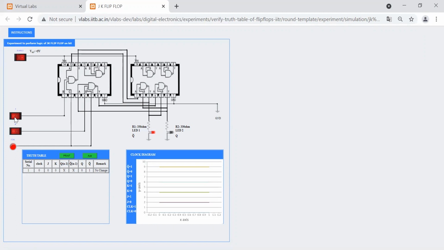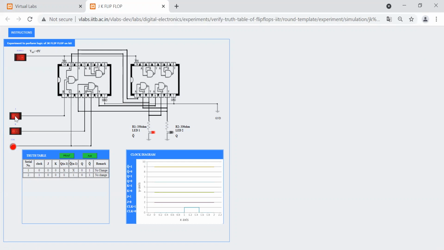Now J is 0 and K is 0, and we will apply the clock. We have given the clock here. This state we will add in the truth table. So in the second row, we can see J is 0, K is 0, and the clock pulse is applied. At that time, output Q is following its previous value, that is 0, and Q bar is 1. The state of the flip-flop is no change or hold state, meaning output Q is holding the previous value.